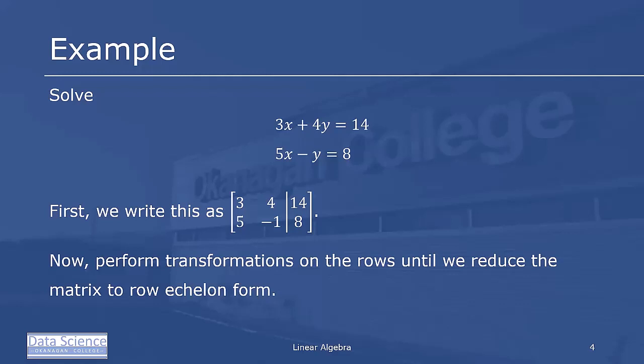We want to solve the system of equations given by 3x plus 4y equals 14, 5x minus y equals 8. We first begin by writing this as an augmented matrix: 3, 4, 14, 5, negative 1, 8. Now we're going to perform elementary row operations until we reduce this matrix to row echelon form.